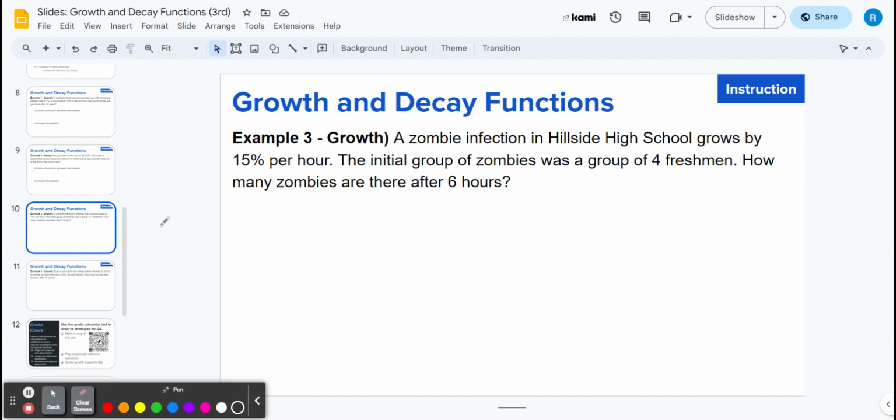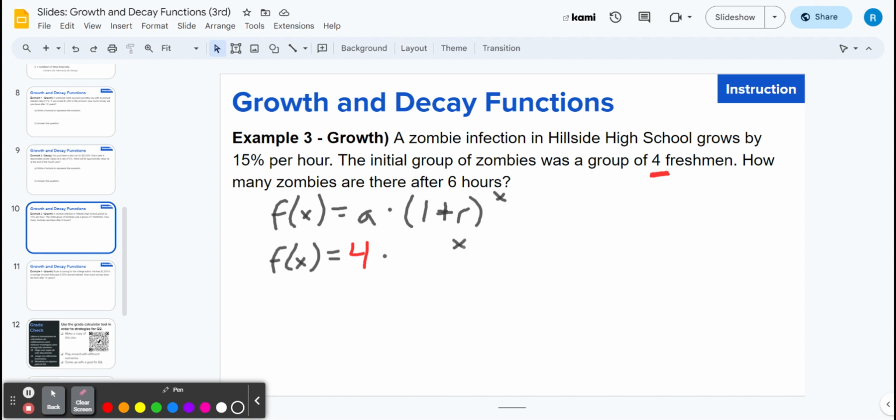So this is another growth problem. So I'm going to start just by writing out my growth formula. F of x equals a times 1 minus r to the x. Oh, and this is growth, so it should be plus r. I already made a mistake there. Then we know that a is 4 because I have 4 freshmen, so I'm going to start rewriting my equation. F of x equals 4 times something to the x power. I'll leave that blank for now.